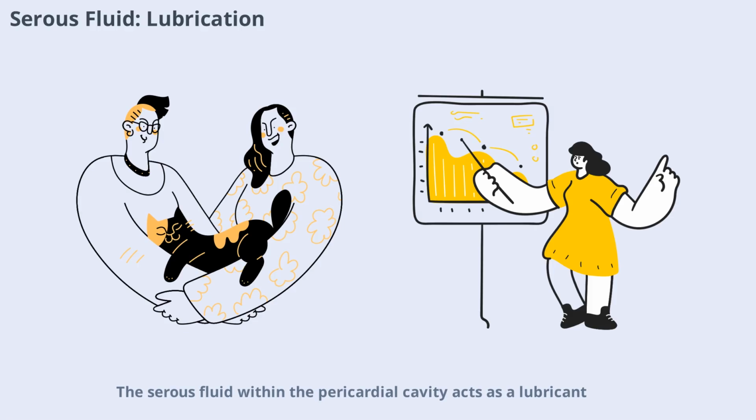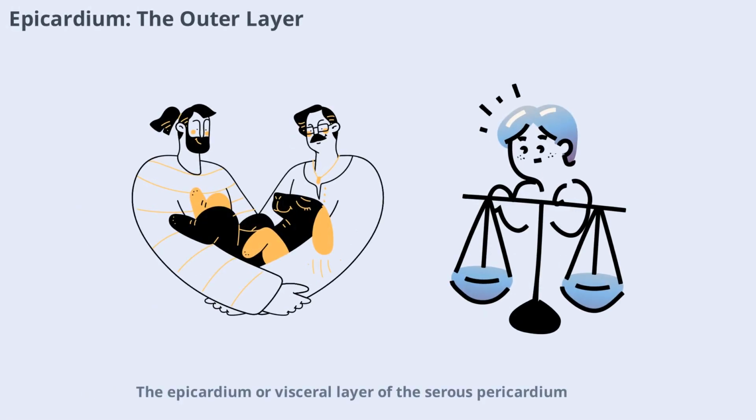in anatomy. Serous fluid within the pericardial cavity acts as a lubricant, reducing friction between the heart and pericardium during each heartbeat. This simple yet effective mechanism is essential for the smooth operation of the heart, preventing wear and tear over time. The epicardium, or visceral layer of the serous pericardium, is the outermost layer of the heart.